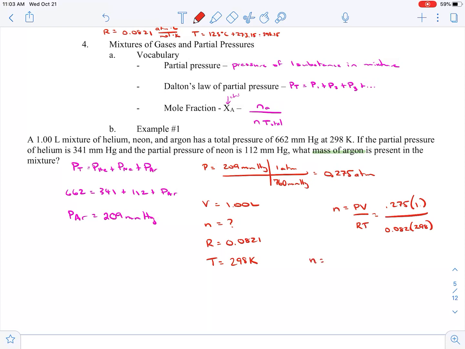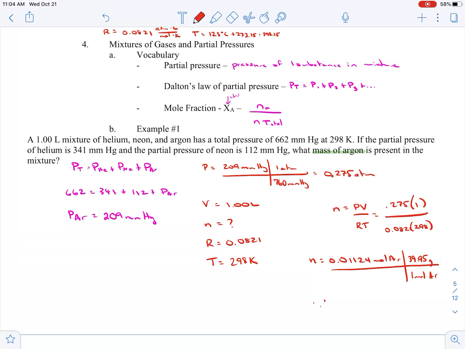So again, we've got a little more work to do. All right, we've plugged that in. Now our N is 0.01124, and that's moles of argon. So we've got one last step. Lots of steps here to get to the end. Now we're going to multiply that by our molar mass of argon. 1 mole of argon has a molar mass of 39.95. And this will tell us our grams.